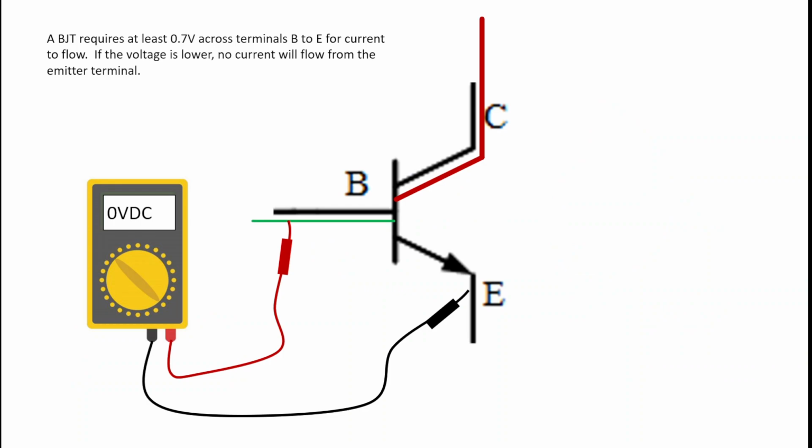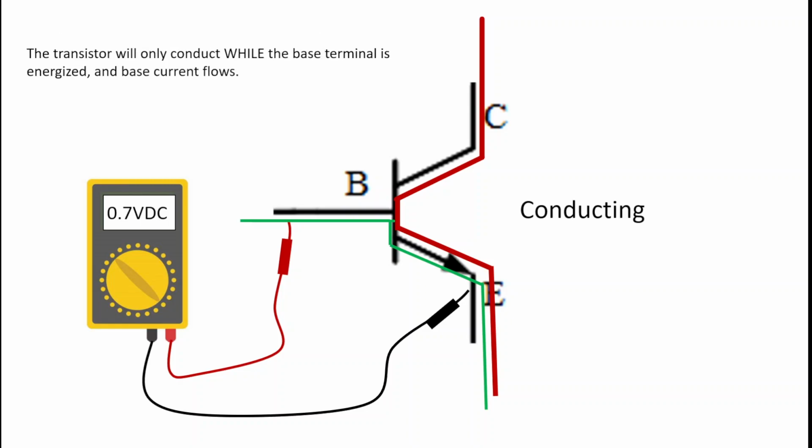A BJT requires at least 0.7 volts across terminals B to E for current to flow. If the voltage is lower, no current will flow from the emitter terminal. So here we can see 0.3, 0.7, there we go. We got current flowing through the base terminal, and that's what allows the C to E current. The transistor will only conduct while the base terminal is energized and base current flows. If there is no base current flowing into the transistor, there is no current flowing from the collector to the emitter terminals.